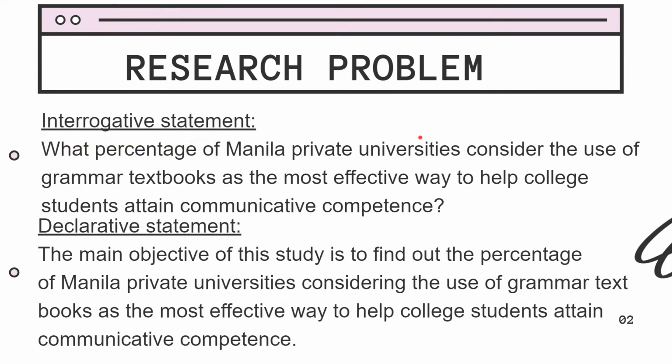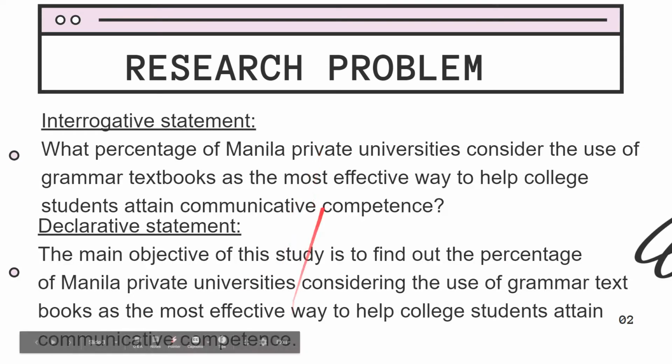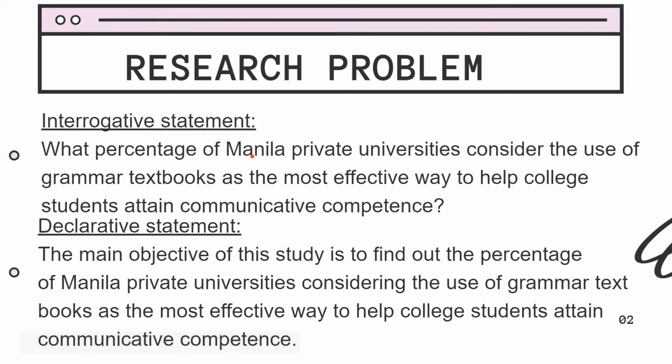Now, the next way to state the research problem is by declarative statement. So we are going to just rephrase our interrogative statement so that it does not come out as a question. So the main objective of this study is to find out the percentage of Manila universities, so on and so forth. So it's the same research problem. It's just stated in different ways.